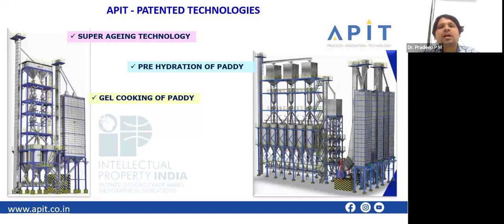And next comes the parboiling. As I told, parboiling is a process where we soak the paddy and then cook it. This is majorly done to improve the milling properties, that means to reduce the brokens and to get the maximum nutrients out of the grain. This also is done traditionally.